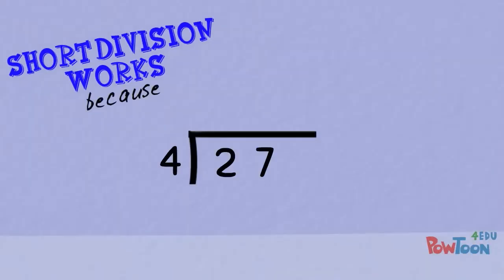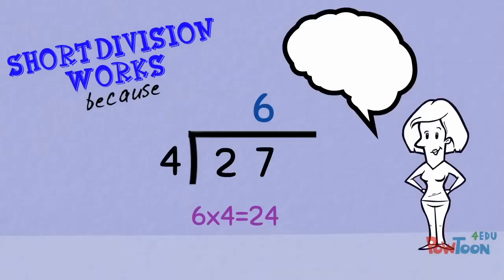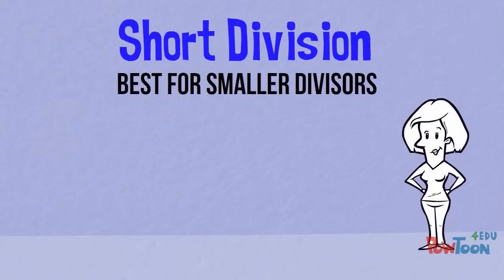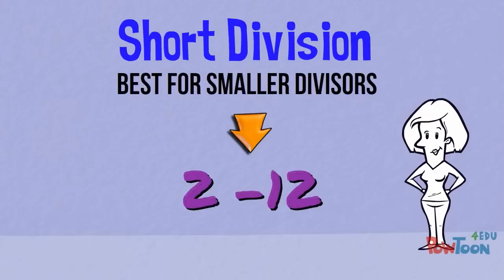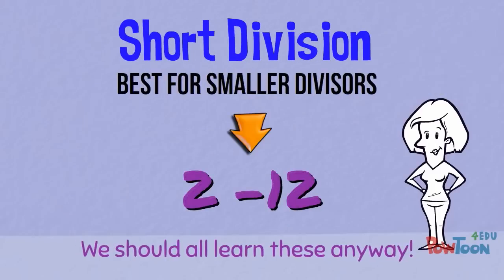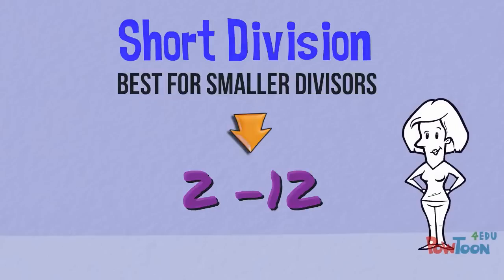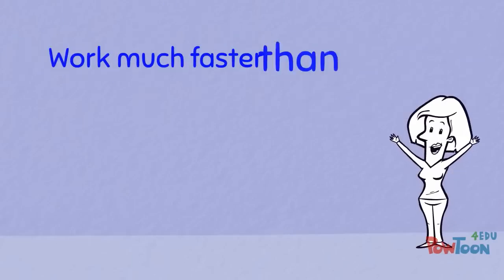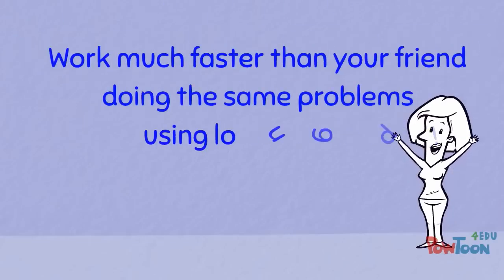Short division works because we can handle the difference between lower numbers in our heads or using our fingers to help us keep count. That's why it's best for smaller divisors of 2 to 12 whose tables we should all learn anyway. And like anything else, it takes practice. And with practice, you're going to find you don't need your fingers after a while. Plus, you'll work so much faster than your friend doing the same problem using long division.